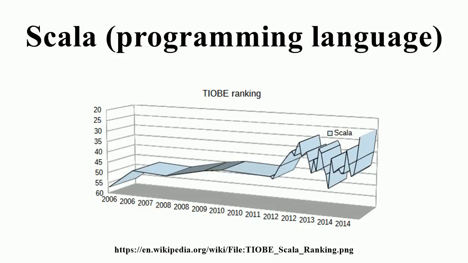Scala is a programming language for general software applications. Scala has full support for functional programming and a very strong static type system. Designed to be concise, many of Scala's design decisions were inspired by criticism of the shortcomings of Java.